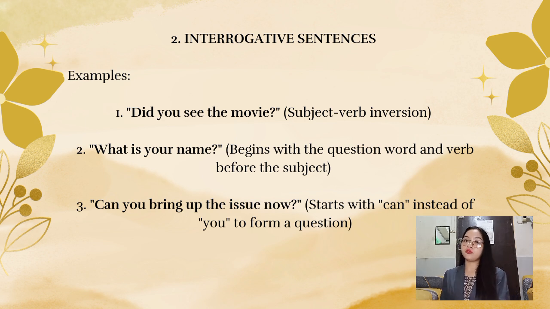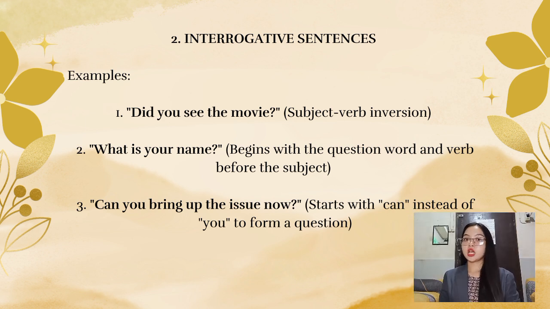The subject-verb inversion, which is referred to in example 1, is the most common structure for yes or no questions. So the auxiliary verb like did, are, will, or the main verb in simple present questions comes before the subject. Example 1, did you see the movie? The auxiliary verb is did. It precedes the subject, which is you.